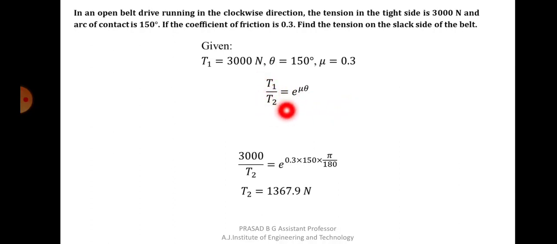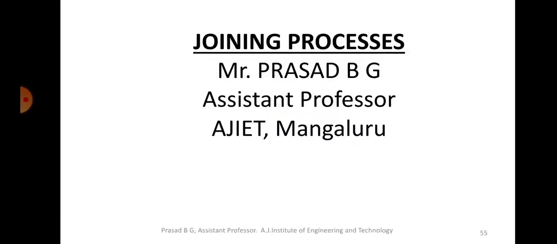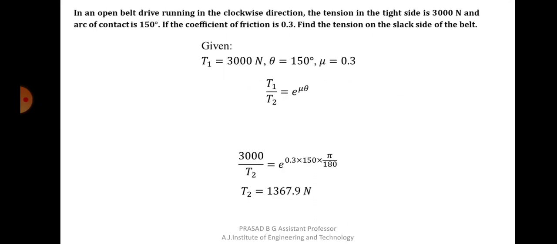Okay, this one, T1 by T2 is equal to e power mu theta. This formula you should know. This is called the ratio of tensions in belt. T1 is the tension in the tight side, T2 is the tension in the slack side. I have already told you regarding the power, that is P is equal to (T1 minus T2) into V divided by 1000, right?